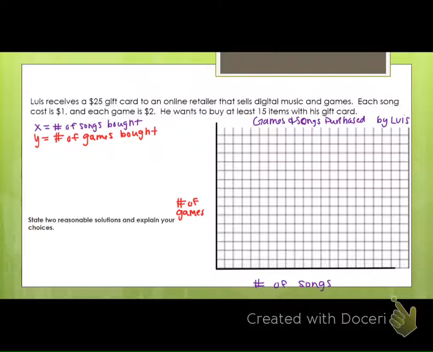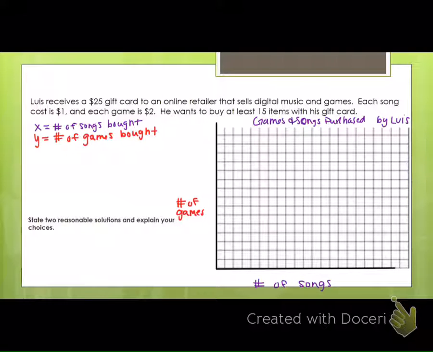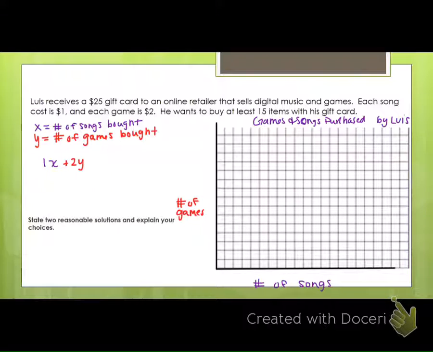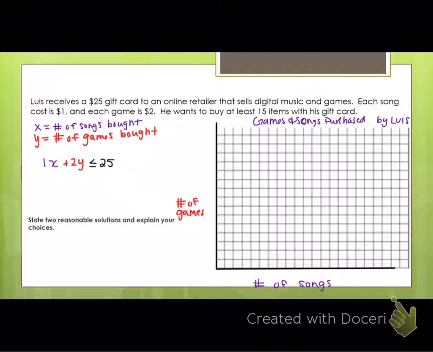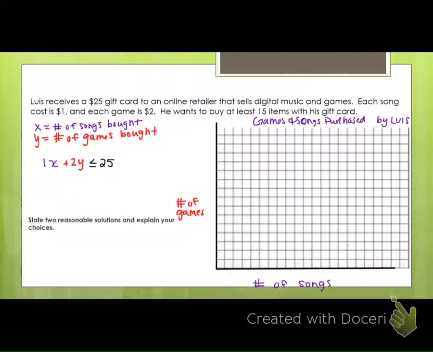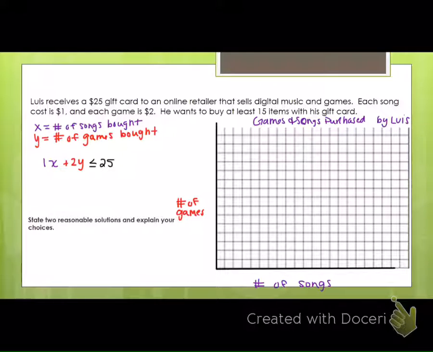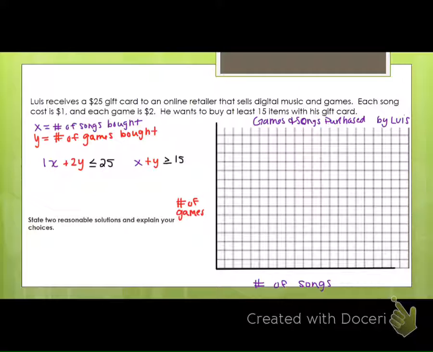So, it's $1 per song plus $2 per game, and that has to be less than or equal to $25 because we can't spend more than what's on the gift card. So that's one of our equations. He wants to buy at least 15 items, so that's X plus Y needs to be, at least means that amount or more, so he wants it to be greater than or equal to 15.